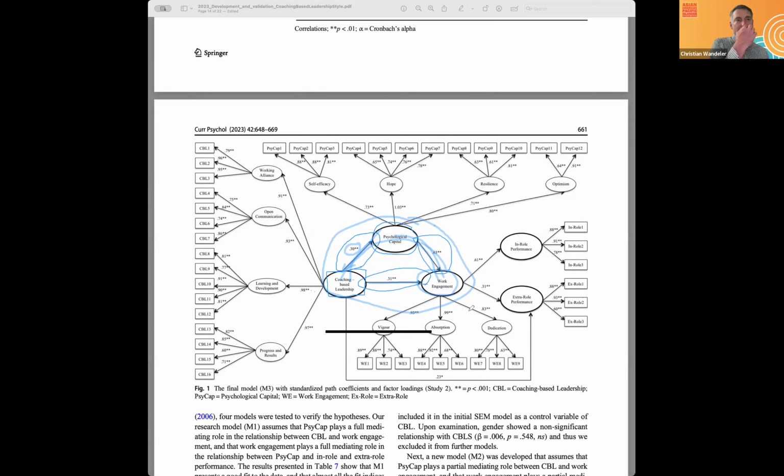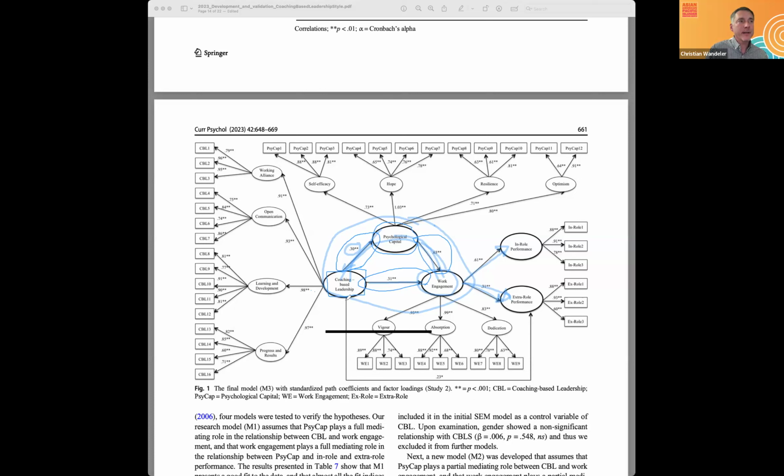Now, here is my question for us. There is an arrow from work engagement to extra-role performance. I think this is a structural path, not a measurement path. They're not saying these two performances are measuring work engagement. They're saying engagement impacts in-role performance and impacts extra-role performance. Mathematically it's the same thing, but conceptually it's a different idea.